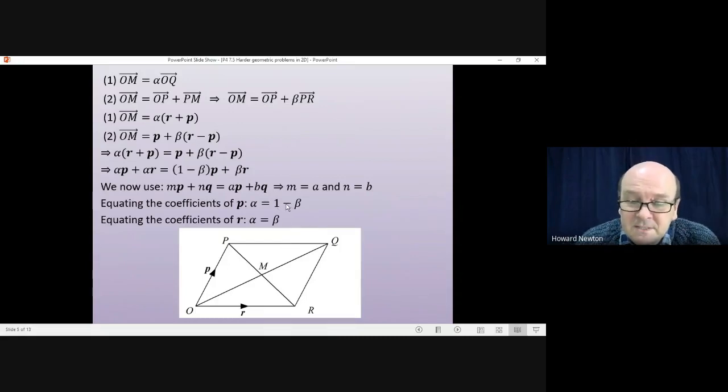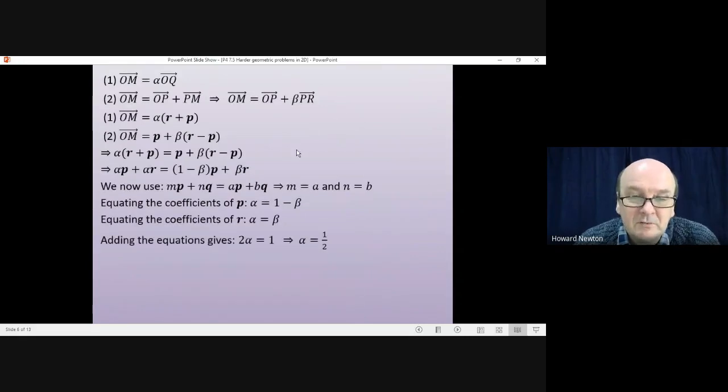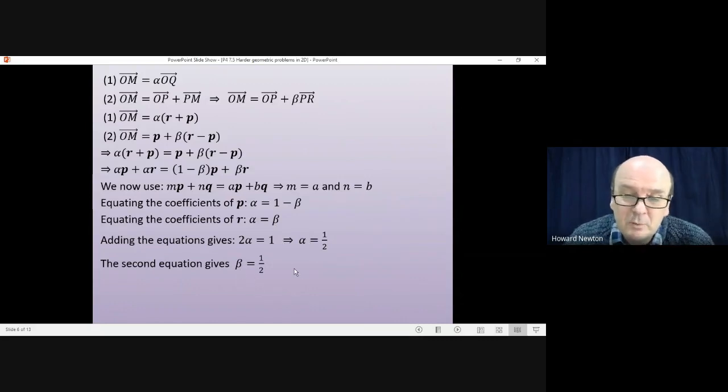Now we just have a simple pair of simultaneous equations that we need to solve. If we add those two equations together, we'll get 2 alpha equals 1, which means alpha equals a half, which is what we were hoping it equaled. And then going to the second equation, alpha equals beta. So if alpha is a half, then beta must also equal a half.